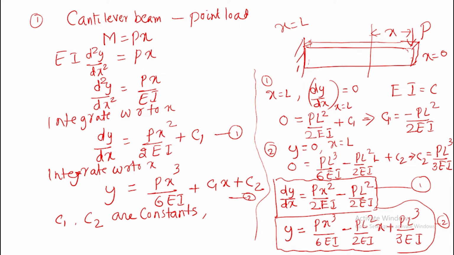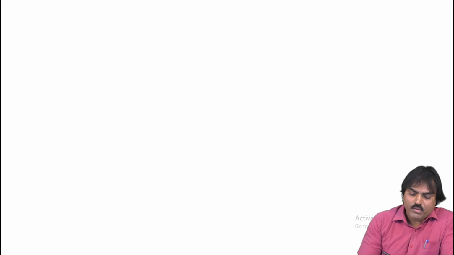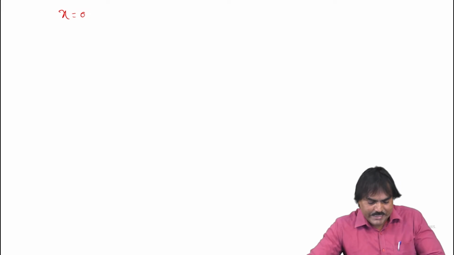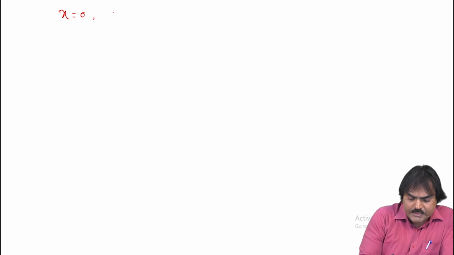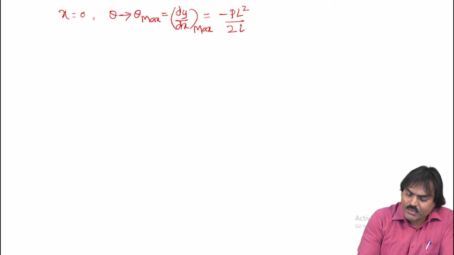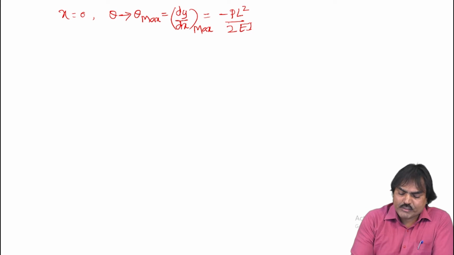Okay. So now, let us select the maximum values, where the maximum value occurs. For any cantilever structure, by observation we can see that the slope and deflection will be maximum at the free end only. So let us find out the maximum values. When x is equal to 0, the slope theta tends to theta max, that is dy by dx max, and we will get minus PL square by 2EI. Here the negative sign indicates only direction, nothing else.